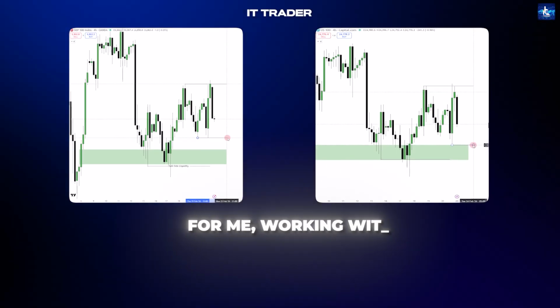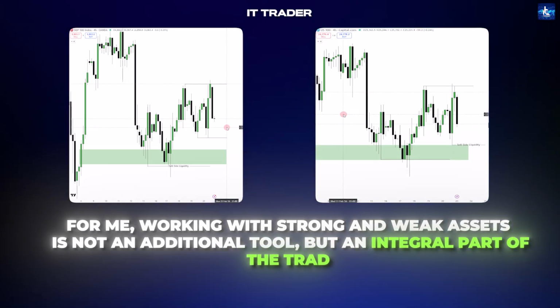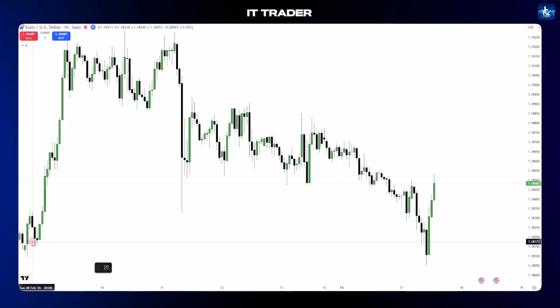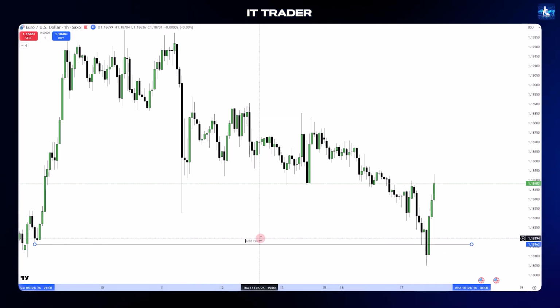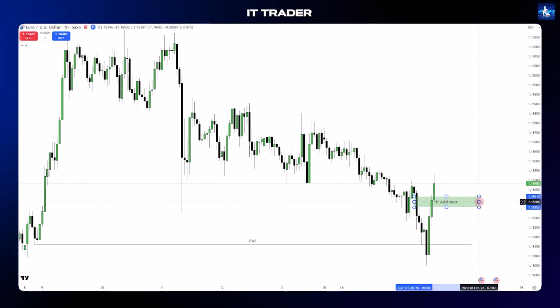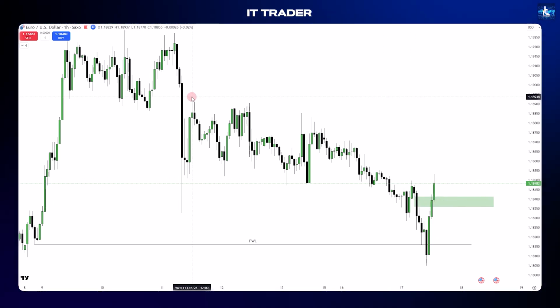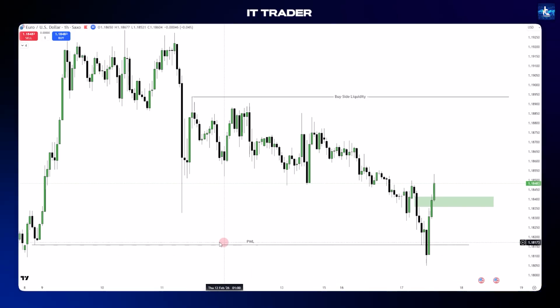For me, working with strong and weak assets is not an additional tool, but an integral part of the trading system. Very often, when you look at only one asset, you see the structure, liquidity, and possible target, and it seems to you that the picture is completely clear. But without comparing it to a stronger asset, this analysis may be incomplete, and that is exactly what I want to demonstrate now. Let's start with the EURUSD chart.